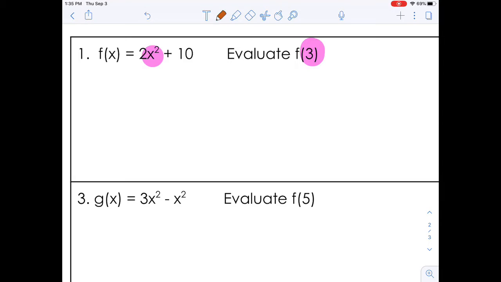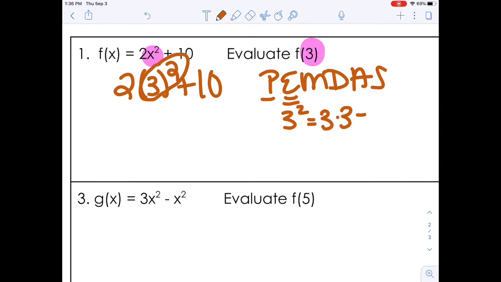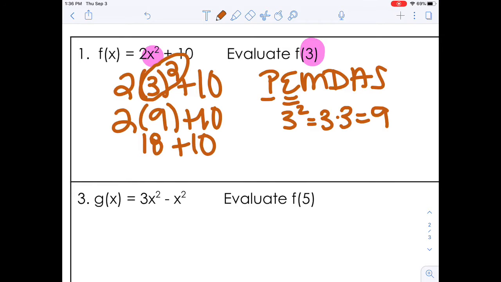So instead of writing 2x squared plus 10, we're going to write 2 times 3 squared plus 10. Now when we evaluate this, we want to follow our order of operations. So first look in the parentheses, it's just a 3, can't do anything with that, go on to the next part. And we need to take care of the exponent. So we have to take care of this exponent first. 3 squared means 3 times itself, which is 9. So we do 2 times 9 plus 10. Now we can multiply. 2 times 9 is 18. 18 plus 10 is 28.